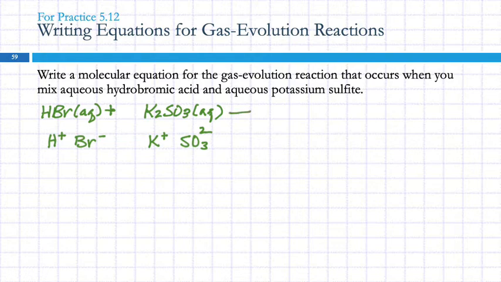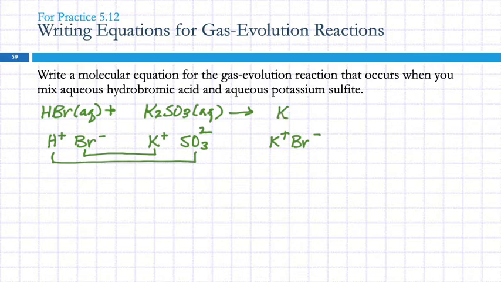So how do we predict the products? Swap partners. H plus with SO3 2 minus, Br minus, and K. So when we're writing the formulas, the cation goes first and the anion goes second, just because that's how they decided to do it. So there we get KBr. Is that soluble? Yes. Remember the solubility rules, the first line. Lithium, sodium, potassium, ammonium, always soluble. So that's aqueous.